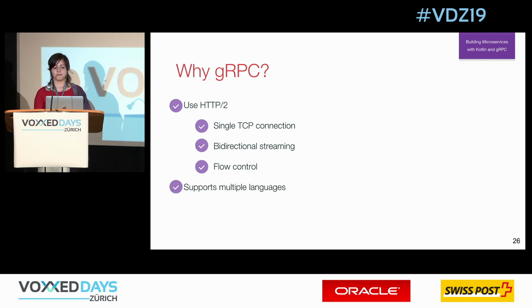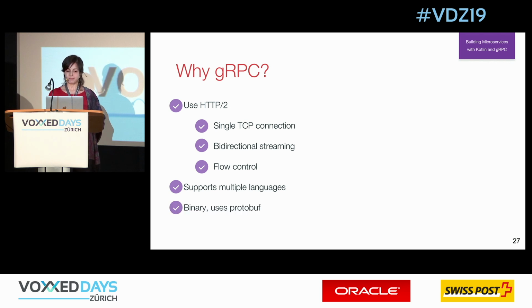Then, gRPC supports multiple languages. gRPC just tries to be language agnostic. Of course, it's not entirely true because it needs to be compiled to different languages, but they try to support as many languages as they can. For example, at Wix, we're using Scala. I also have Java. We have Node.js, and we are going to have Kotlin. So it's okay to be language agnostic and to use gRPC.